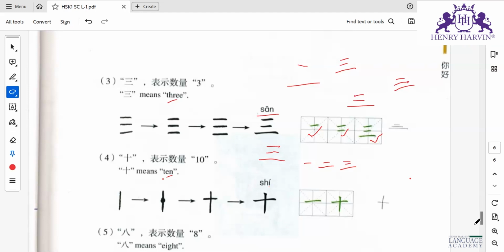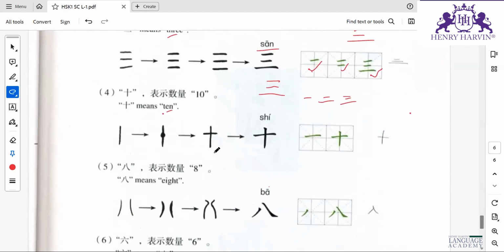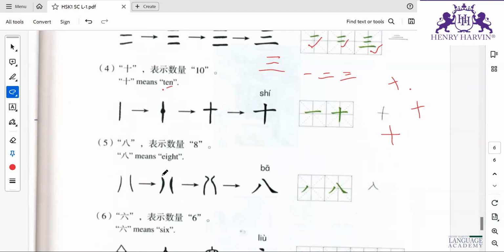Then for 10, the stroke order is first this and then this. How many strokes? Two. The order is first you write this, then this. These are the orders which they have written here. Then ba is number 8. How many strokes? Two. The stroke order is first this one, then this one.